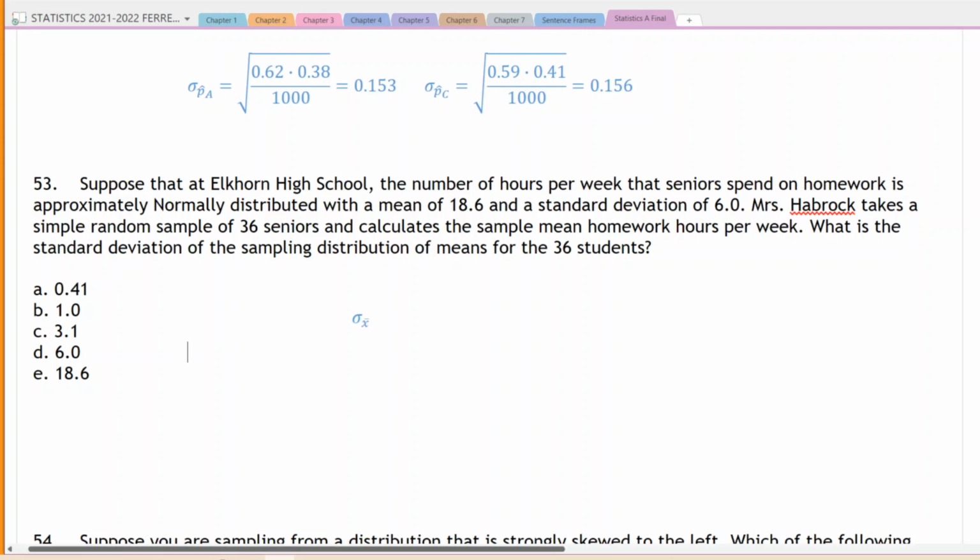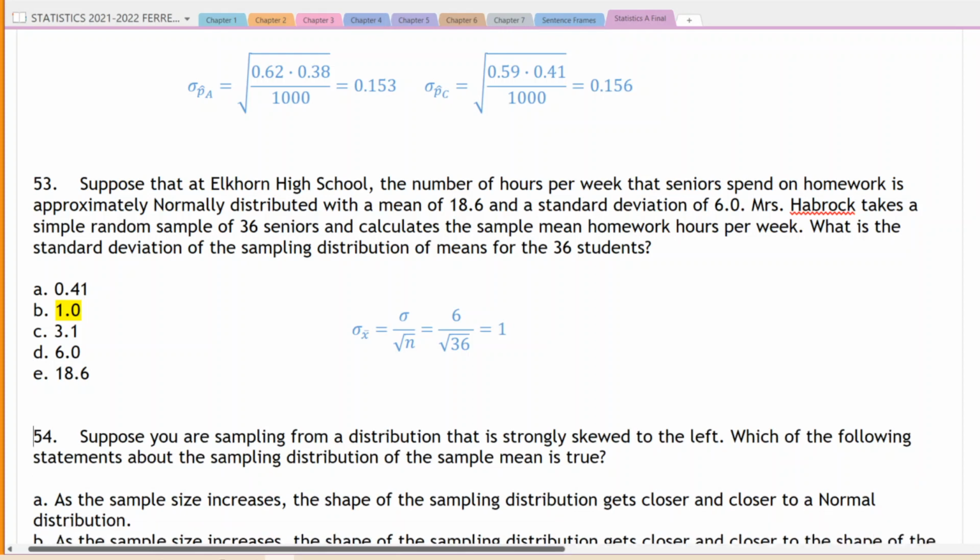So Mrs. Habrick is looking at a sampling distribution with sample size 36. The sampling distribution has a standard deviation of the population standard deviation divided by the square root of n, which is going to be 6 divided by the square root of 36, which is just 1. So that's pretty painless as long as we have our conception that we're looking at a sampling distribution and we know our standard deviation formula for a population mean.